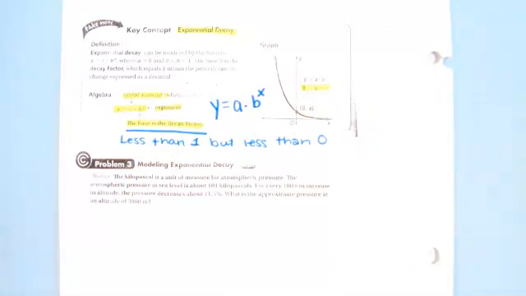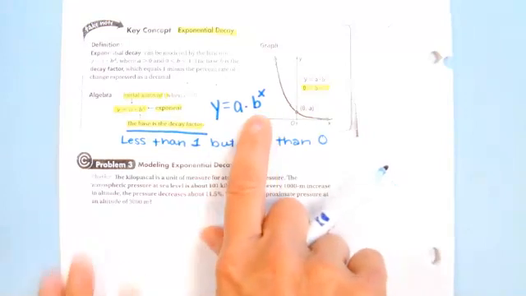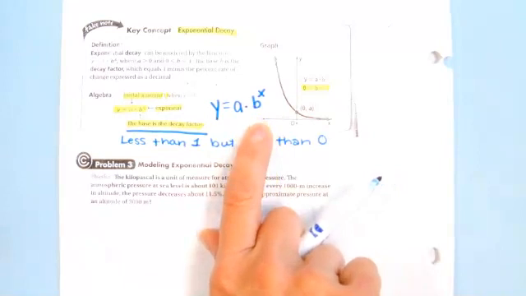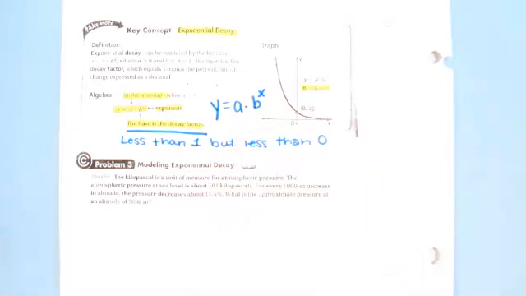So when it's growing, the b value has to be bigger than 1 to get it to grow. When it decays and goes down, it has to be less than 1, but it can't be negative, so it's got to be greater than 0. Okay, so this is how we do this.